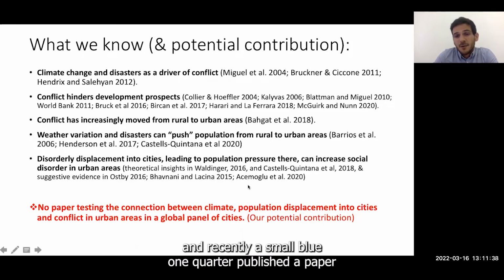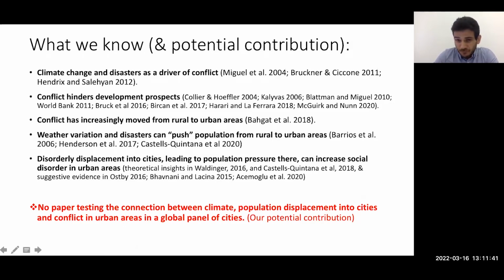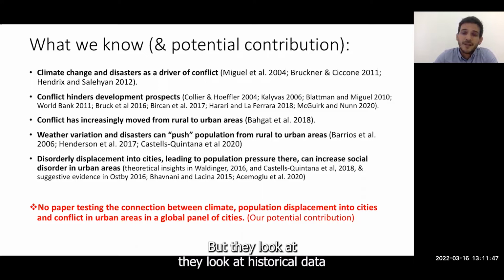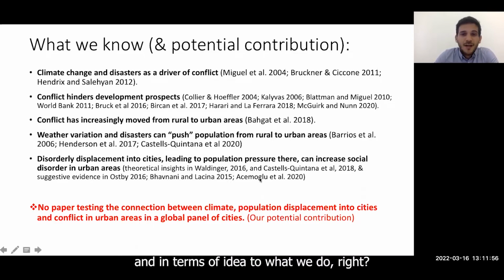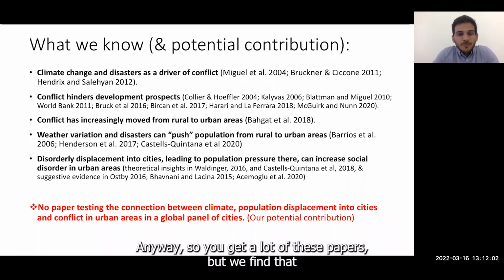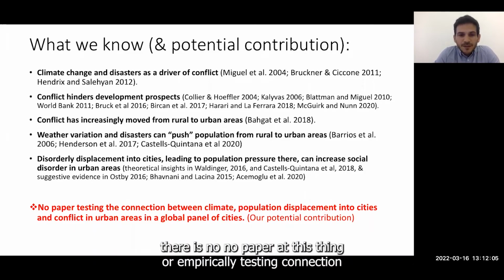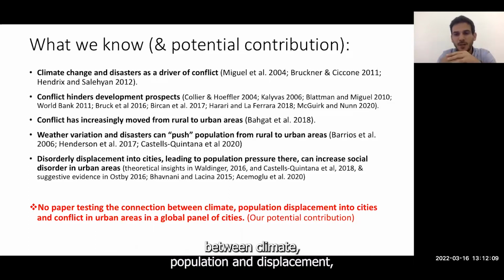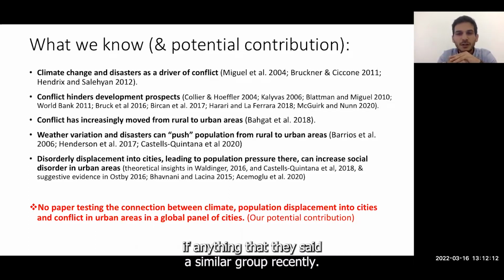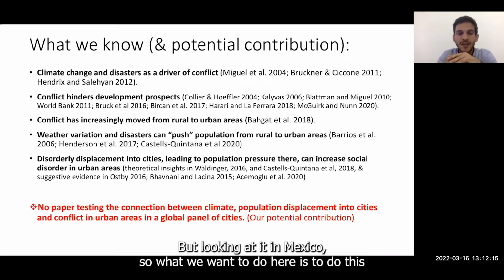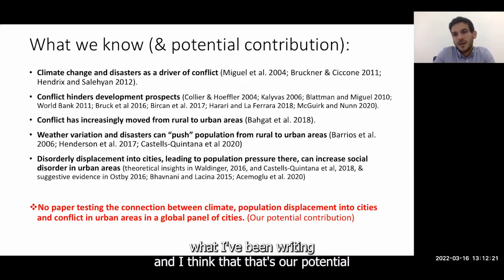And recently, Acemoglu and co-authors published a paper with a similar idea to ours, but they look at historical data and they focus on Mexican regions, all right? But I think that would be the closest in time and in terms of idea to what we do, right? Anyway, looking at all of these papers, what we found is that there is no paper empirically testing this connection between climate, population, and displacement. If anything, as I said, Acemoglu recently, but looking at cities in Mexico. So what we want to do here is to do this for a global panel of cities, right? And I think that's our potential contribution.